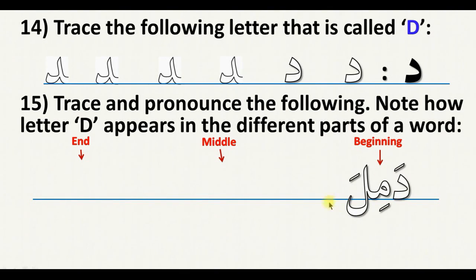In this first example here, D appears at the beginning of a word. And we have D-A da, M-I me, L-A la, Damila. To write Damila, we start from here. D, M, L, vowels, Damila.